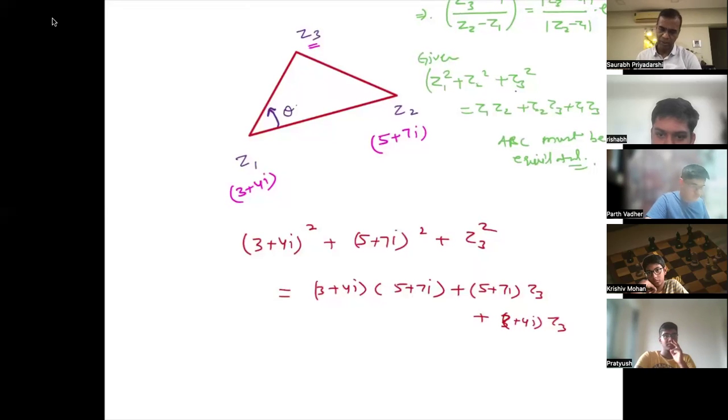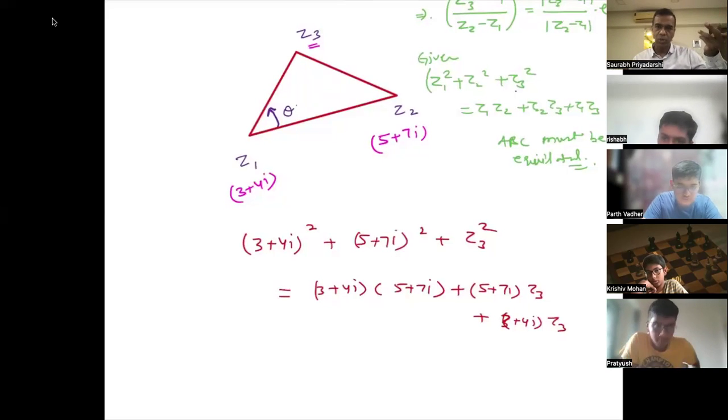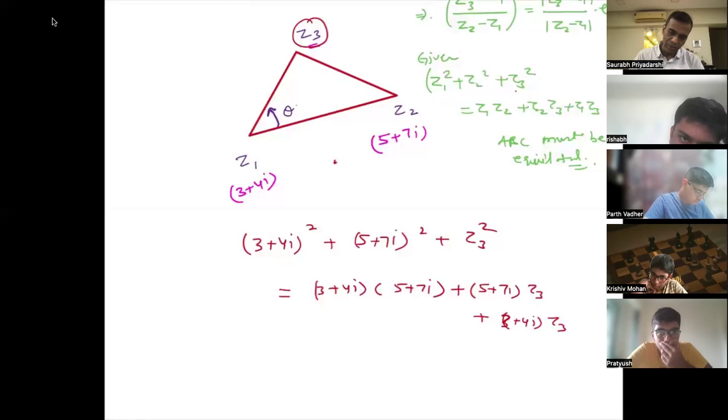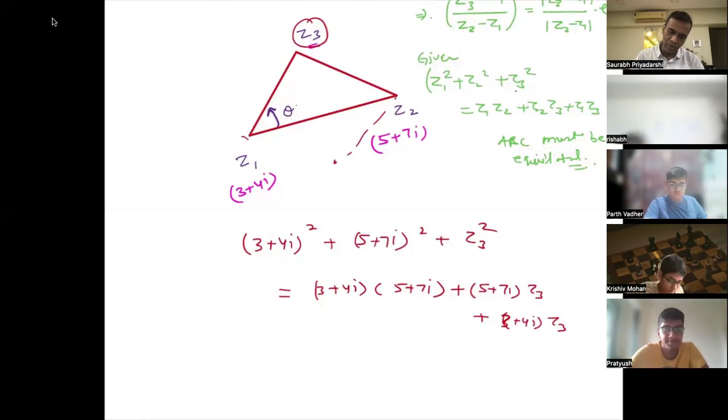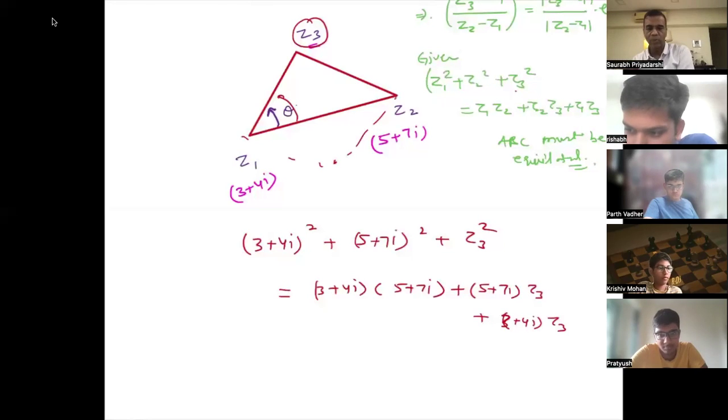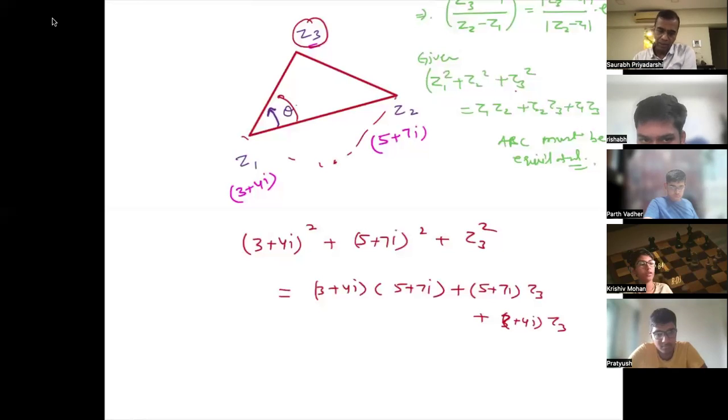Two values you will get, right? It may be the rotation in the clockwise or the anti-clockwise direction. So Z3 may come on this side, or maybe Z3 will be on the other side also, right? One time you have to go with the positive angle and one time with the negative angle. So two values are possible, and from the quadratic also you'll get two values.